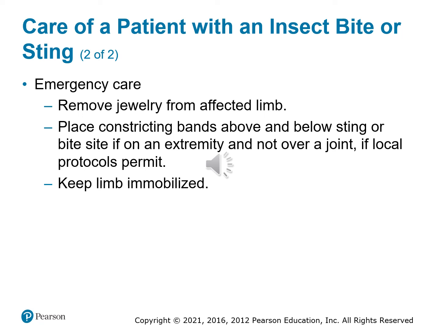They're going to be placed above and below the site, and you want them to be loose enough that you can slide a finger under them. So like I said, you don't want to create a tourniquet with these. And then the last thing that you want to try to do is keep the limb immobilized, and that's going to help prevent the distribution of venom to other parts of the body. And then as you go through your assessment, any signs and symptoms that you find that you can treat, you would treat those as well. So if the patient has nausea, vomiting, be prepared for those, be prepared with suction, be prepared for airway management.